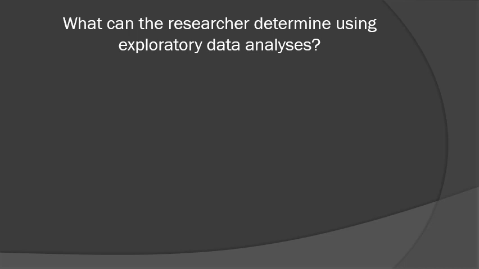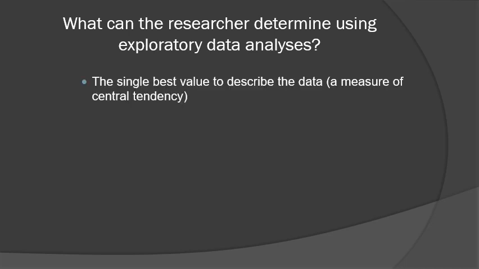So what are some things that we can determine? Some things that we can determine are things like the best measure, or the single best value, to describe the data, or a measure of central tendency. And that's the thing we'll cover in the next set of slides, but a measure of central tendency is one of the things you can get from this.